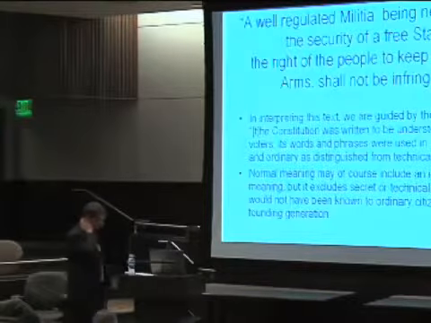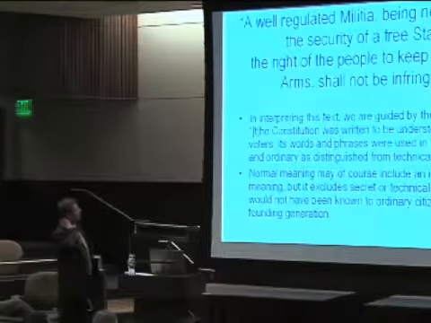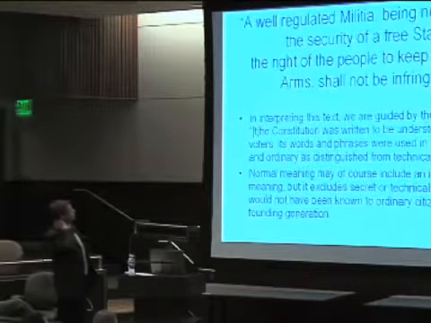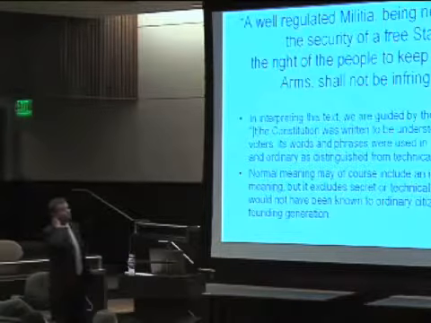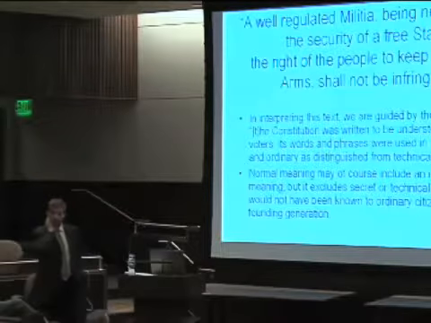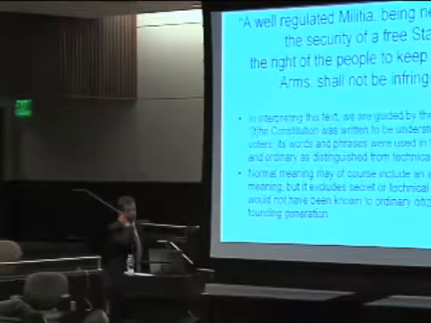First, Scalia says, we turn first to the meaning of the sentence. And then it says, interpreting the text, we're guided by the principle that the Constitution was written to be understood by the voters, and its words and phrases were used in their normal and ordinary meaning. Normal meaning may include an idiomatic meaning, we're going to see a good deal of that, but it excludes secret or technical meanings that wouldn't have been known to ordinary citizens.